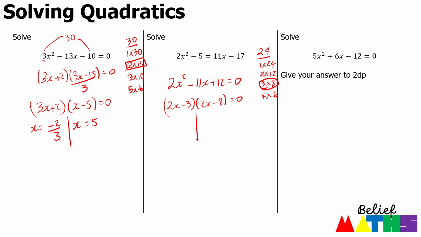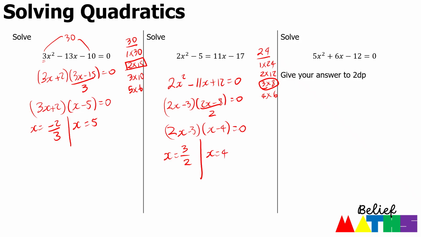And then solving that, before we do that, remember we have to divide by 2. So we divide the second one by 2 and we get 2x minus 3 and x minus 4 equals 0. We then separate that out. x equals 3 over 2 and x equals 4.